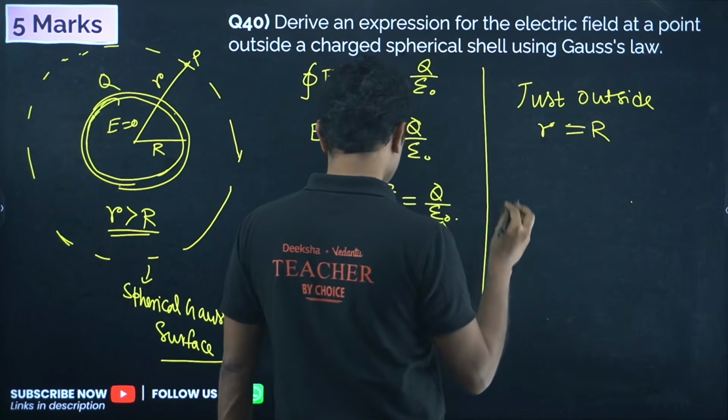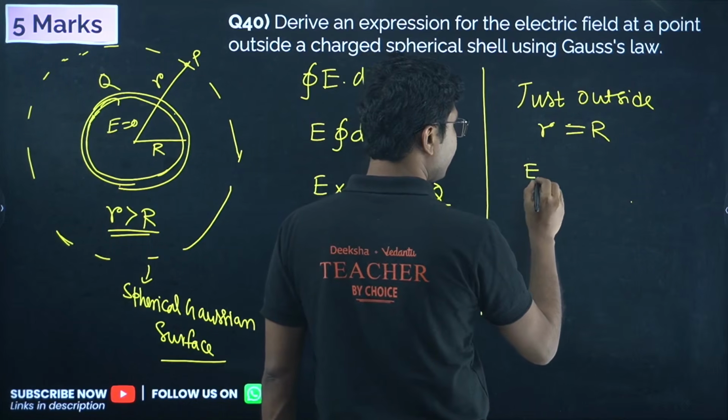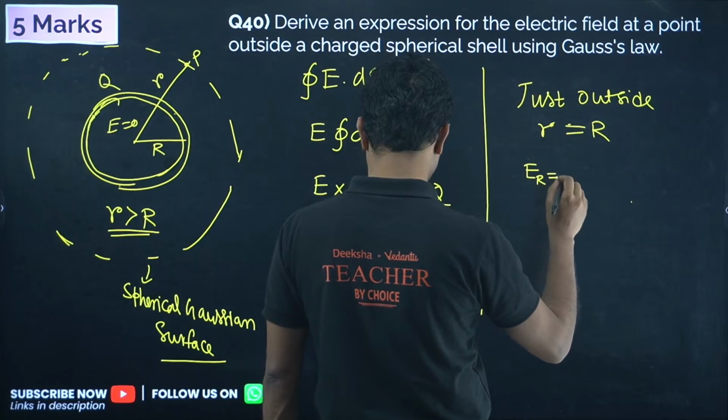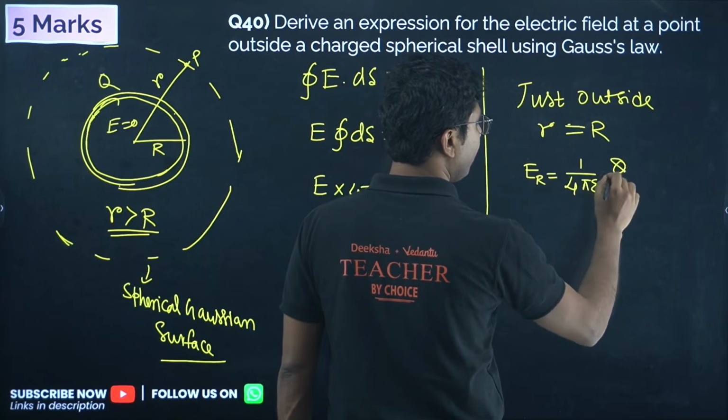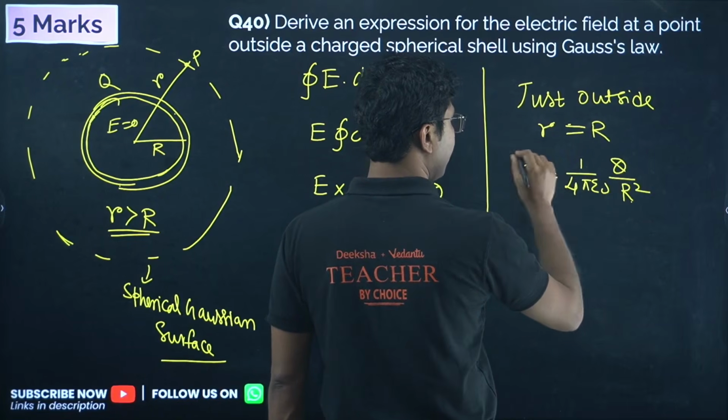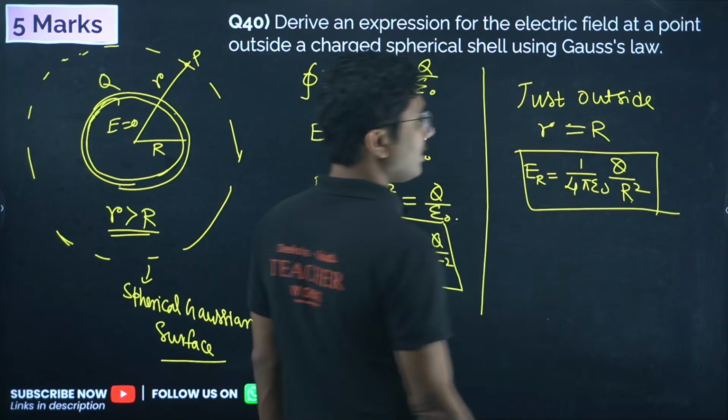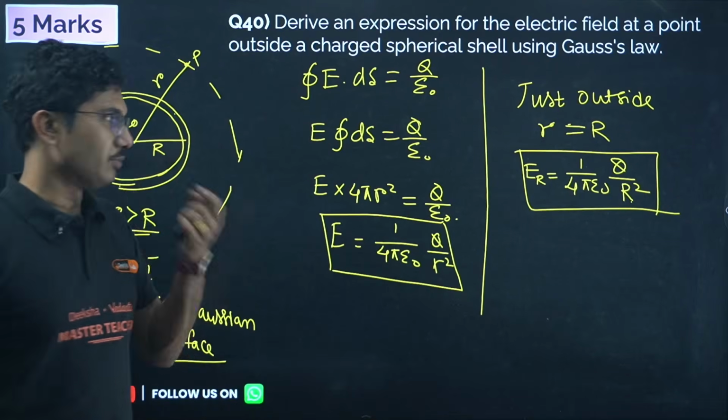Okay, and you can write E just outside equals 1 by 4 pi epsilon naught Q upon capital R square. This is just outside the surface. So this is also possible, they might ask you.